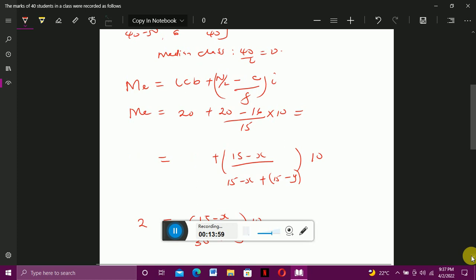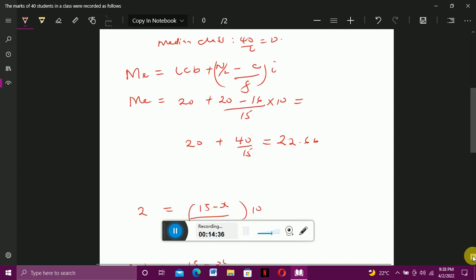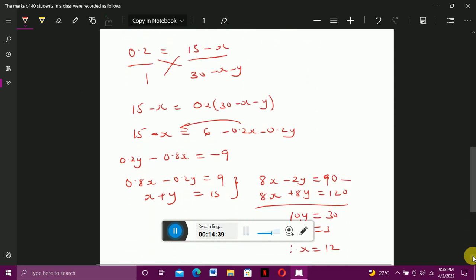When we work out that, we get 20 plus 40 divided by 15. So we add that to 20, and we get 22.66 as the median. That is the estimate for the median.